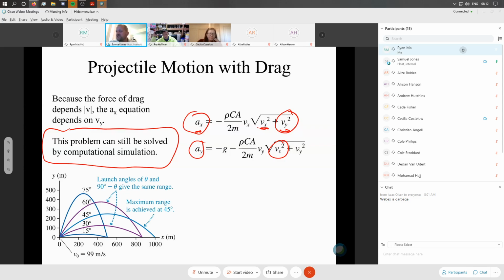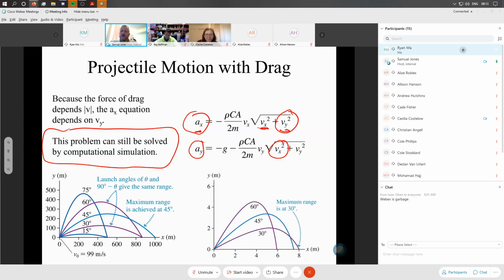Well, it means the longer it's in the air, the more affected it's going to be. And so the solutions at higher angles are going to have a much shorter distance than they do in the ideal case. And you can see that. For reasonable assumptions about air resistance, it's actually the projectile aimed at 30 degrees which goes further. It's in the air for a shorter amount of time, and therefore it's going to have less cumulative effect from the drag. And that allows it to have a longer range.